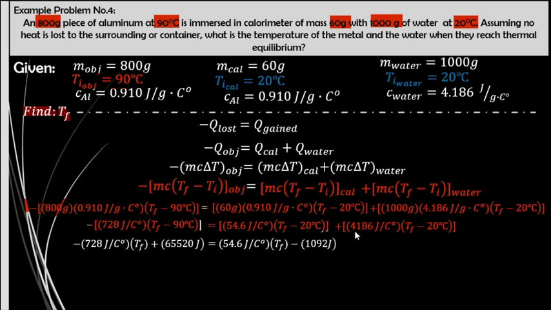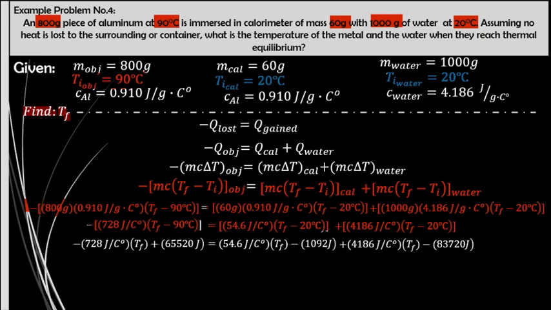Plus 4,186 multiplied by T sub F will become 4,186 joule per Celsius degree times T sub F, and 4,186 multiplied by negative 20 will result to negative 83,720 joule.